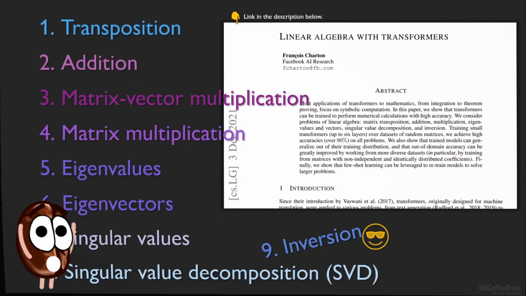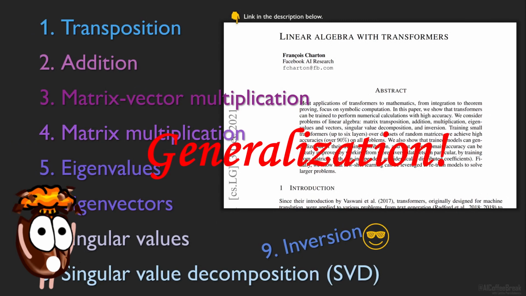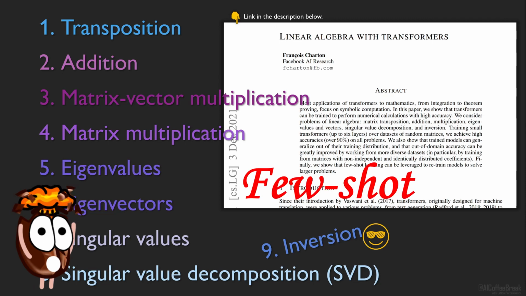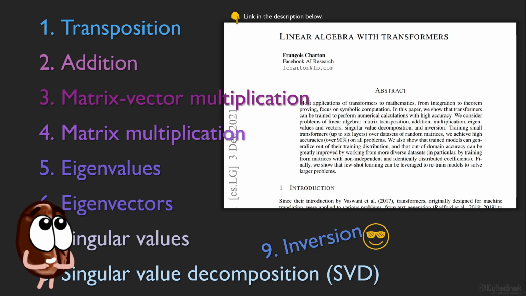And then what about generalization? Does a transformer trained on one type of matrices generalize to another type of matrices? And also, what about few-shot learning? Can trained transformers be further tuned to solve even larger problems by only a few examples? A few, this is few-shot learning after all.